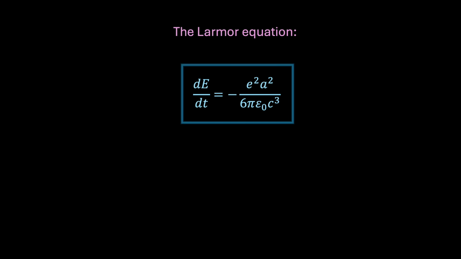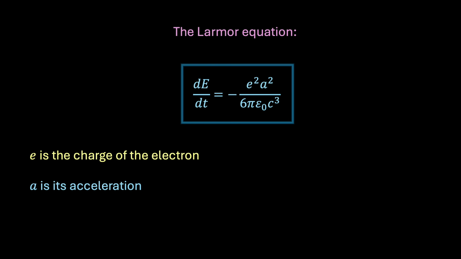Physicists quantified this energy loss using the Larmor equation, dE by dt equals minus e squared a squared divided by 6 pi epsilon naught c cubed. Here, e is the charge of the electron, a is its acceleration, and c is the speed of light. And the negative sign simply shows the energy is decreasing with time.